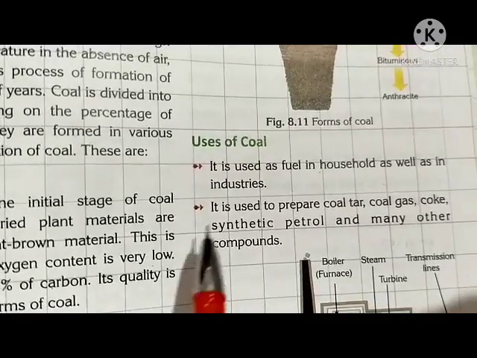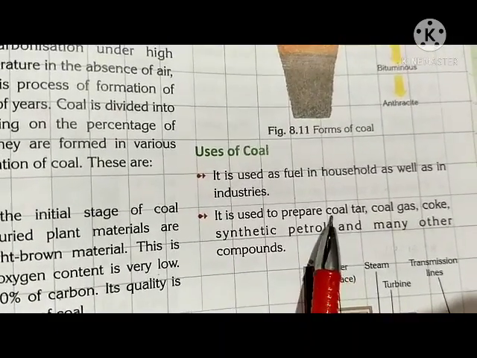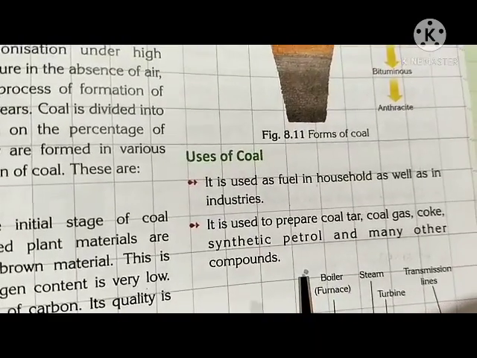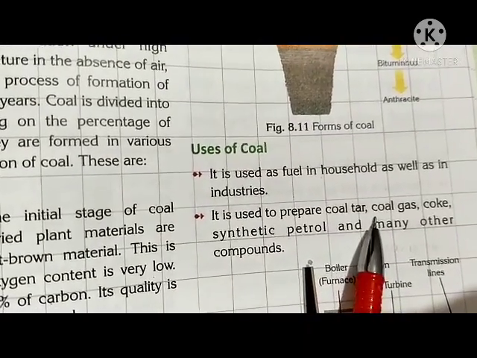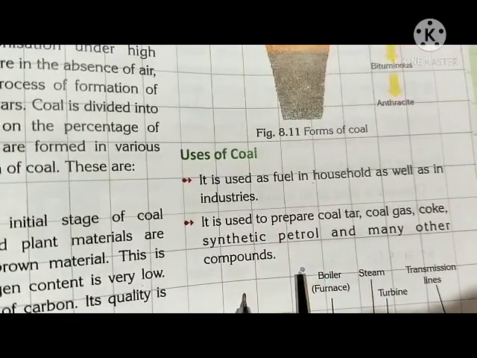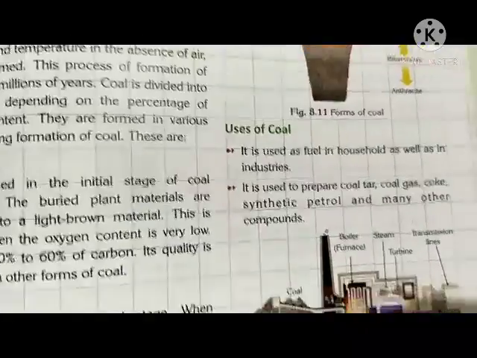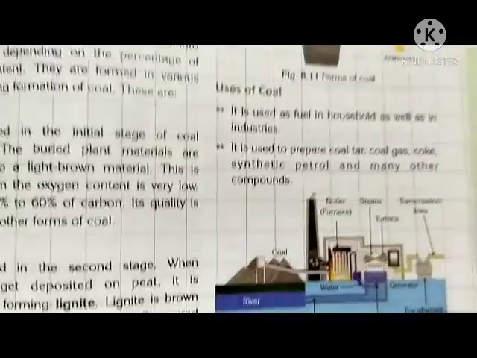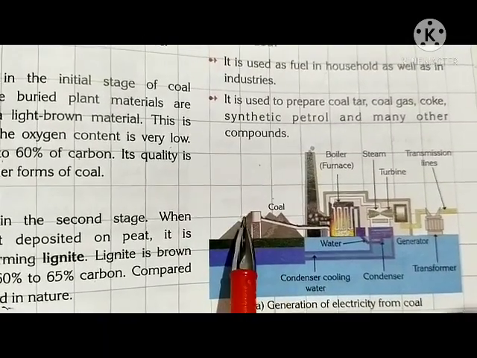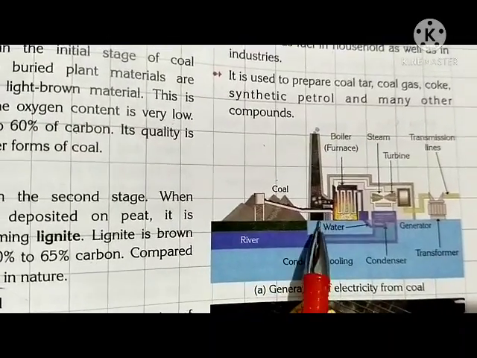It is also used to prepare coal tar. You have seen coal tar in the manufacturing of roads. It is also used to prepare coal gas, coke, synthetic petrol, and many other compounds. Here you can see, with the help of this diagram, how coal is used in the production of electricity.